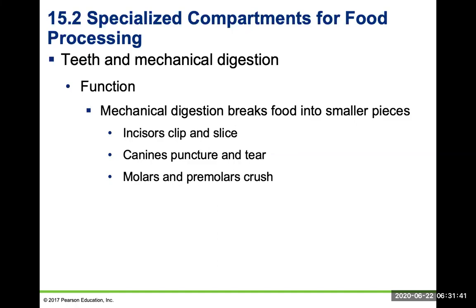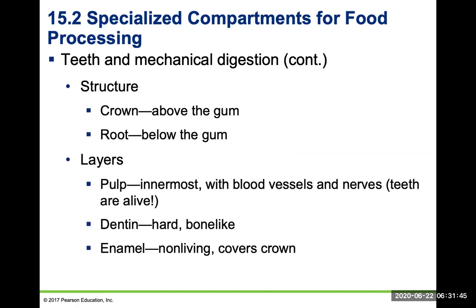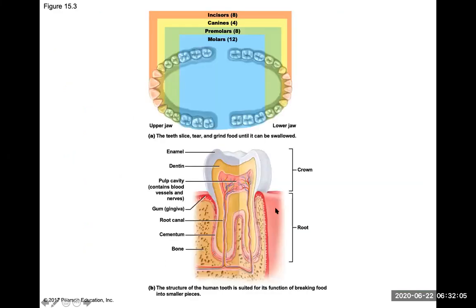Teeth help with mechanical digestion, and you have different types of teeth that clip and slice and tear. The structure of the tooth, I'll show you here and I'll let you look through it. I want to point out enamel is the hardest substance in the body, and that's what covers the crown of your tooth. The pulp is where the blood vessels and nerves will be, so your teeth are alive. So here's the structure of the tooth. The crown is the part that you brush with the root below it. And then these are the types of teeth you can see here that you have.